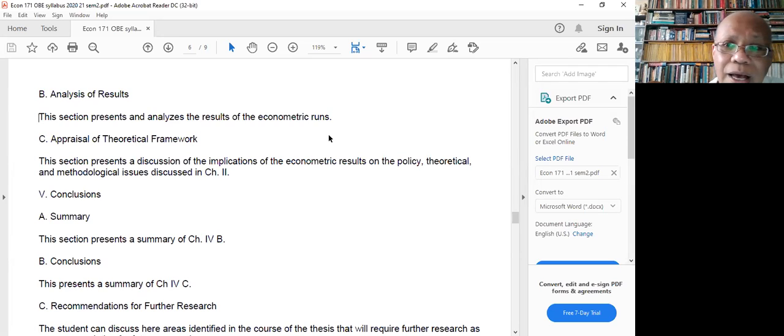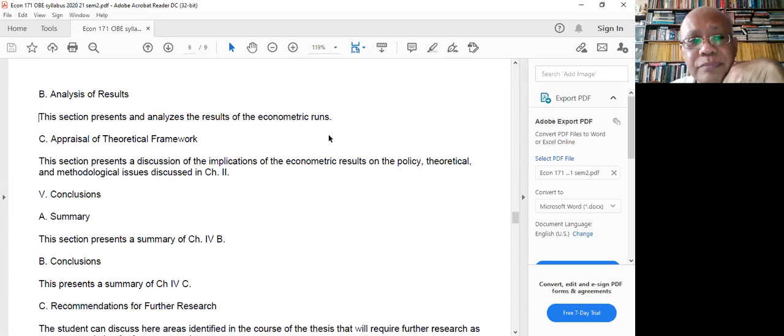Then, appraisal of the theoretical framework. So now, dun sa analysis of results, once you've gone through the diagnostics, you will mention that these are the ones which are significant from the data on the Philippines and other countries. And then compare your results with the results of the econometric model that you adapted.